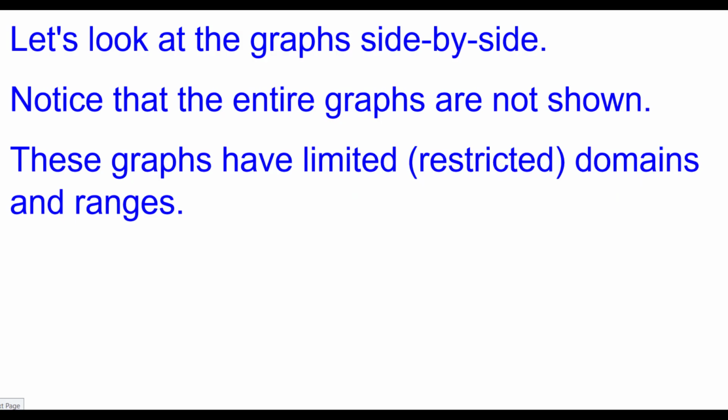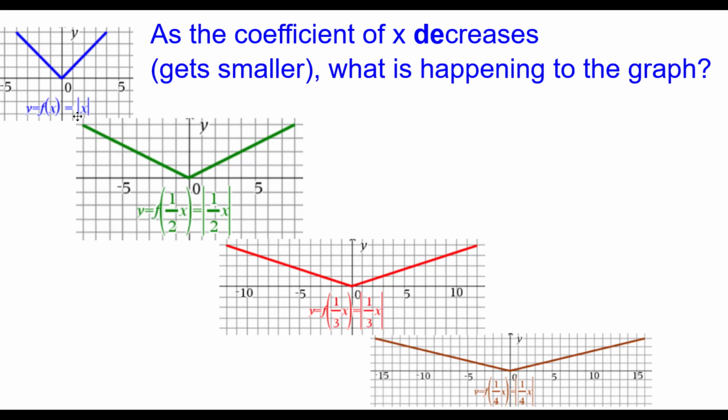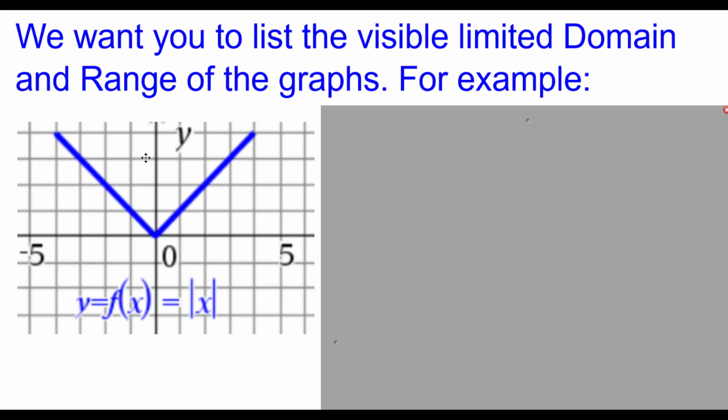Now let's look at the graphs side by side, and you'll notice that the entire graphs are not shown. They have limited or restricted domains and limited or restricted ranges. As the coefficient of x gets smaller, what is happening to the graph here with this absolute value? The graph is getting wider. So what we'd like to do is list the limited domain and limited ranges for each of these graphs. So we'll do the first one together.